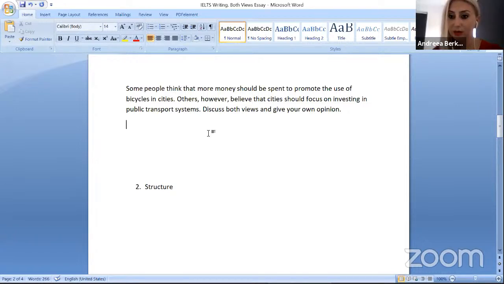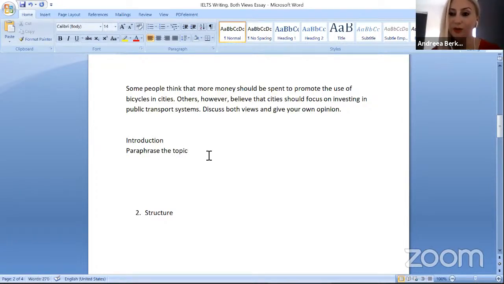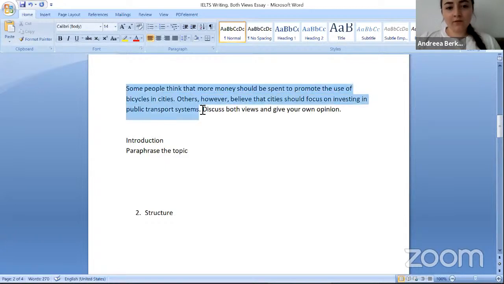Probably paraphrasing the topic, right? Okay, for every type of task 2, every type of essay, we have to start with this. In the introduction, we paraphrase the topic. Can you explain what paraphrasing means? Paraphrasing is just rewriting the topic with different words, using synonyms as much as possible. Exactly. This is the first sentence.